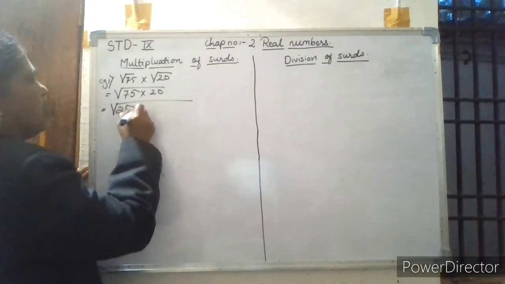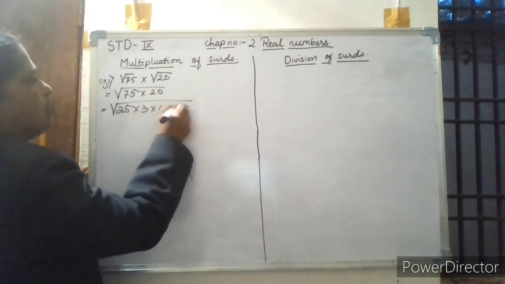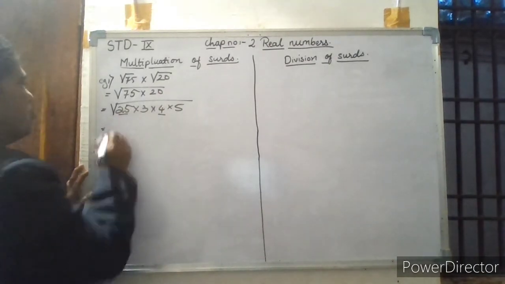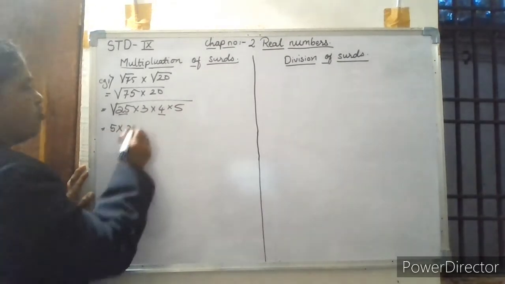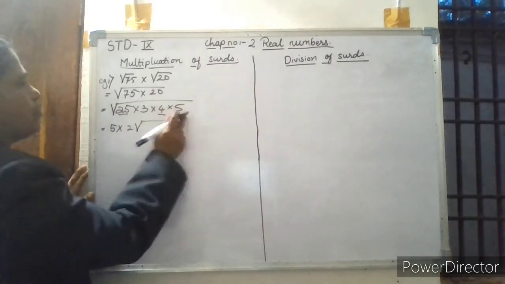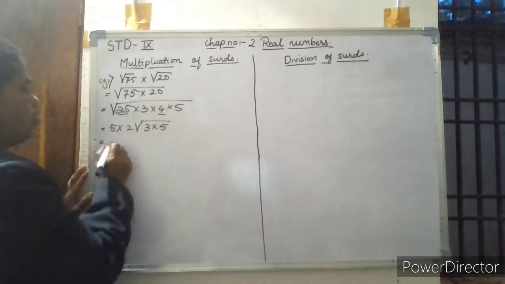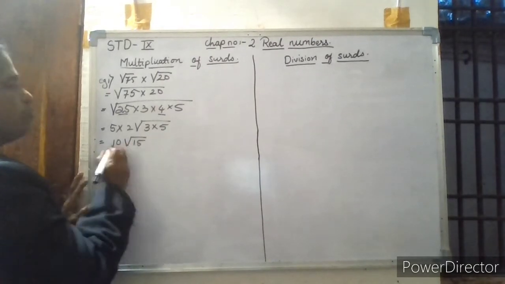25 threes are 75, then 4 fives are 20. 25 is a square number, 4 is a square number. So this 25 will come out as 5, 4 will come out as 2, and under the root what is left is 3 into 5. So 5 into 2 is 10, root of 15. This is in the simplest form.